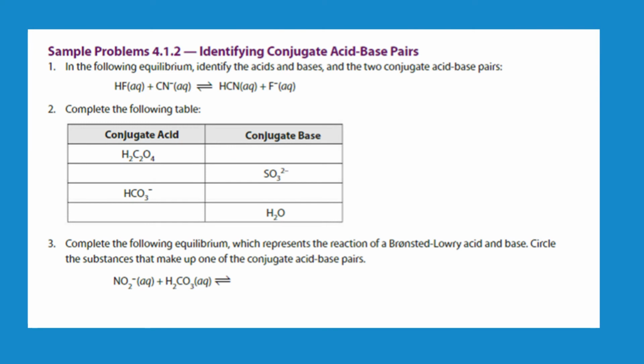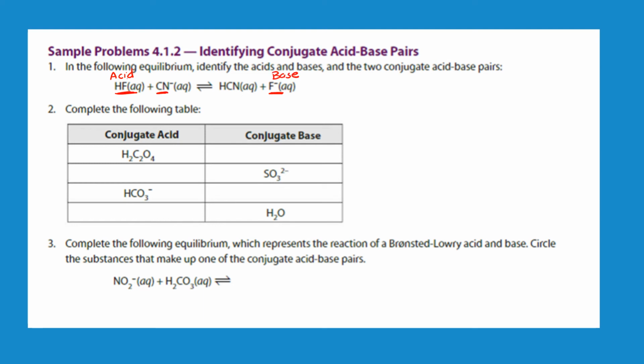So we've got some more sample questions here. It says, in the following equilibrium, identify the acids and bases and the two conjugate acid-base pairs. So if we look on the left-hand side of this first question, we've got hydrogen fluoride. On the right-hand side, you can see we've got a fluoride ion. So these two go together. This one's donating a hydrogen ion, this one's accepting a hydrogen ion. So this is my acid, this is the base.